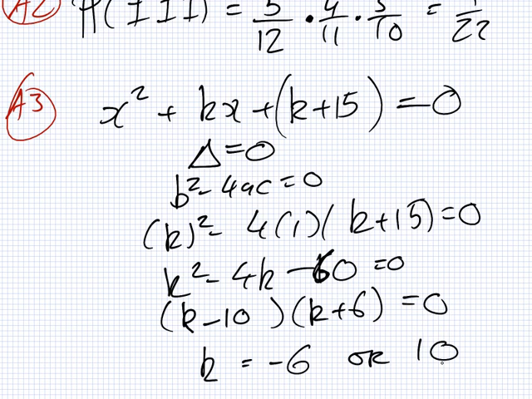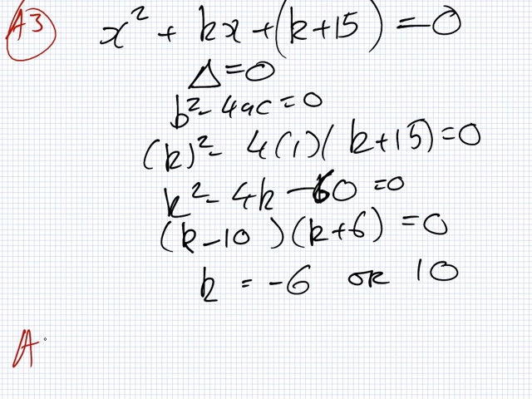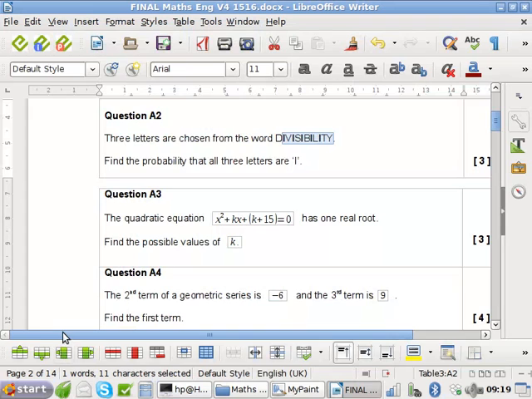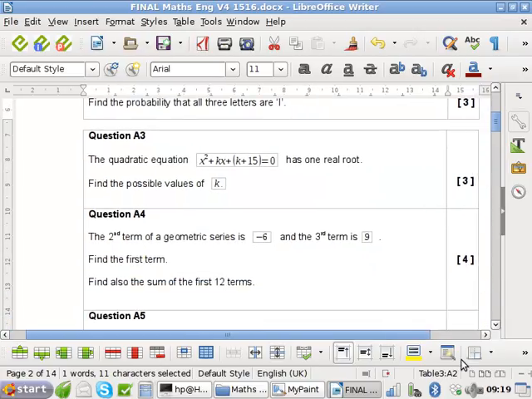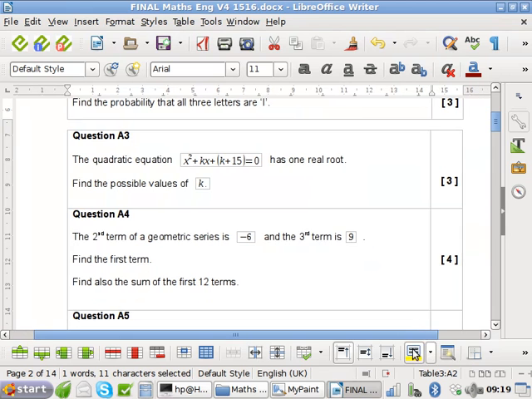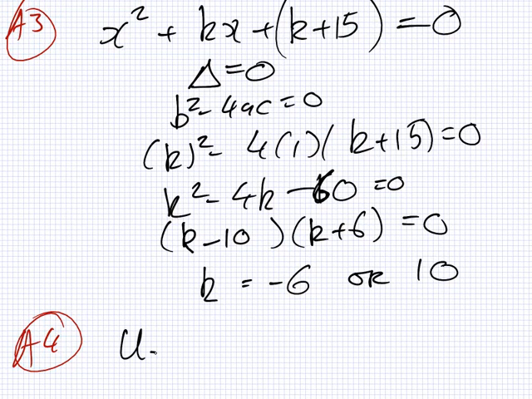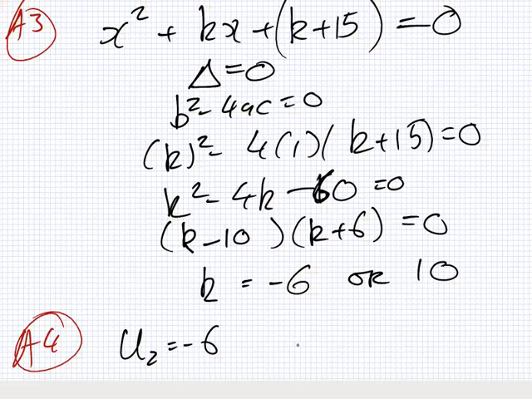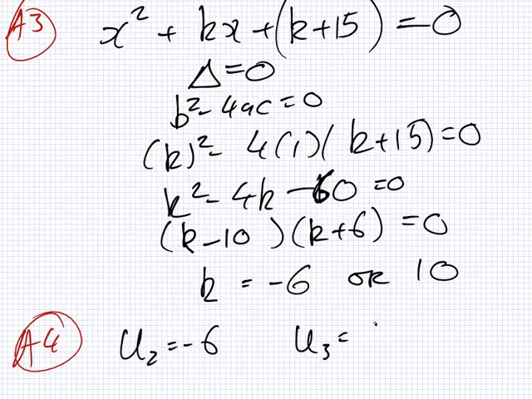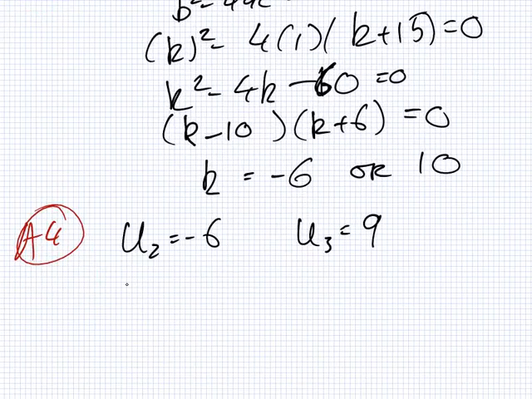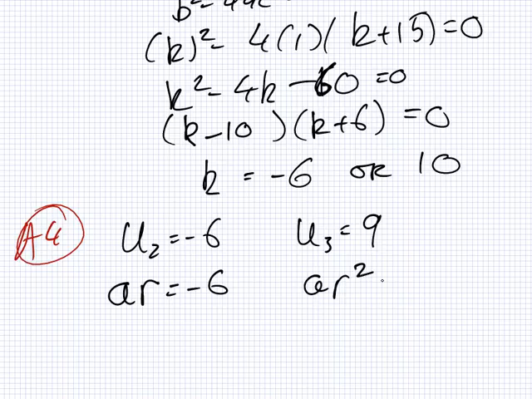Okay. A4 now. Can we see okay? The second term of a geometric sequence is minus 6, and the third term is 9. They want us to find the first term and the sum of the 12 terms. So here we have ar equals minus 6, and here we have ar squared equals 9.